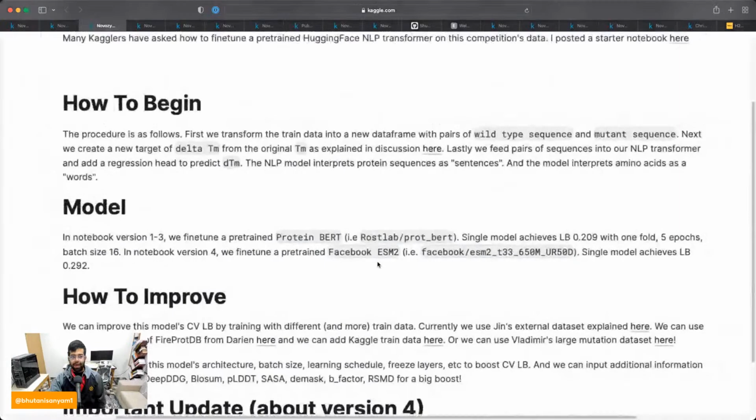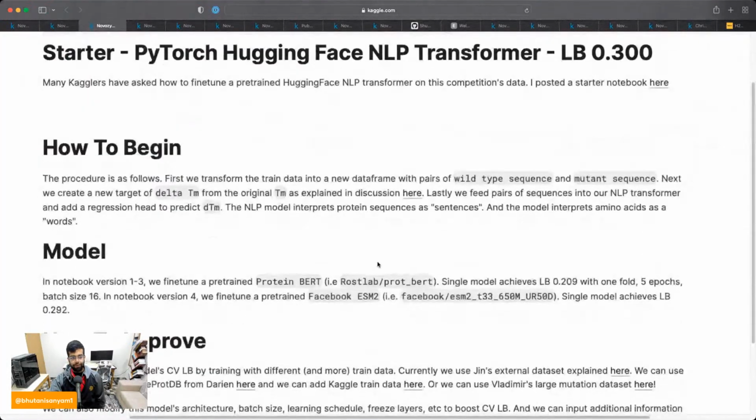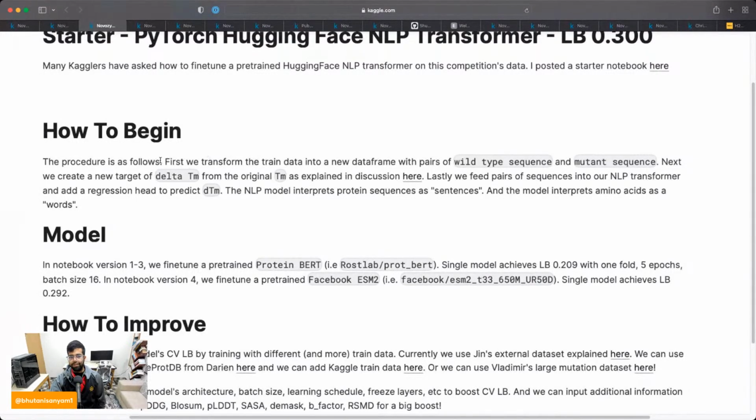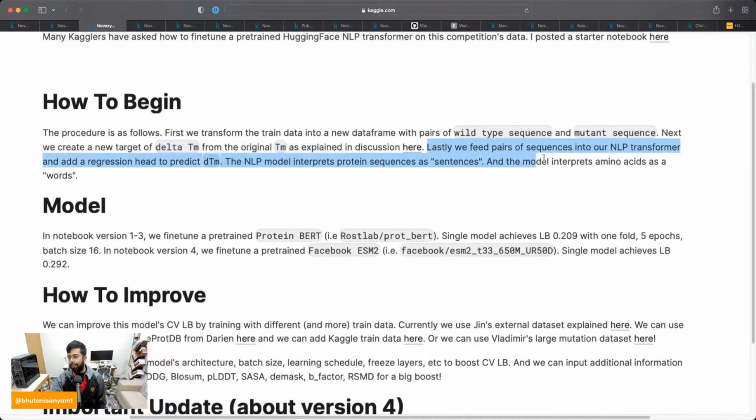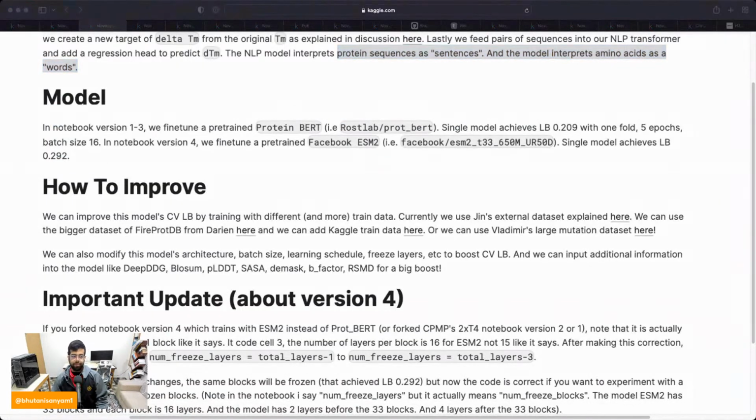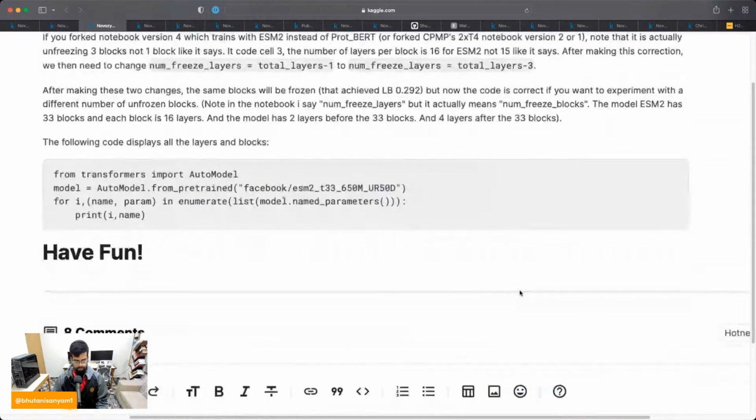I didn't compete in this one, but this was a transformer based approach. And in this baseline, he says, first we transform the training data into a new data frame with pairs of wild type sequence and mutant sequence. Next, we create a new target of delta TM from the original TM. And lastly, we feed pairs of these into a transformer and add a regression head to predict delta TM. D represents delta in most cases, so that's why I'm saying that. The NLP model interprets protein sequences as sentences, and the model interprets amino acids as words. So that's how the transformer based approach came up. There was also a GBM based approach. Chris had also shared XGBoost based baselines, which we'll again see in a second. So this was that.